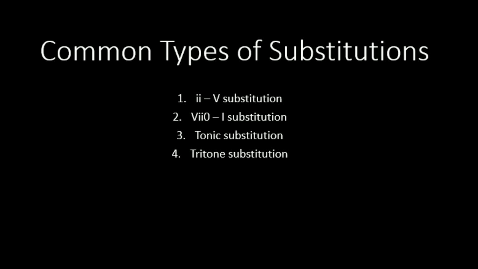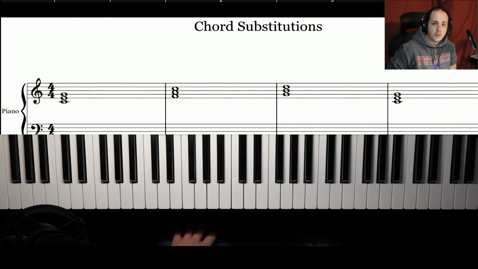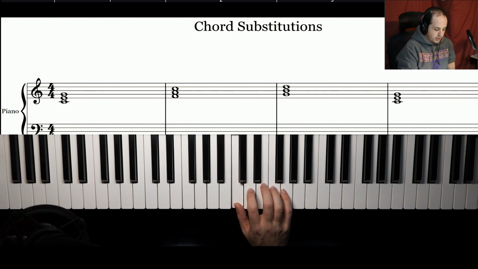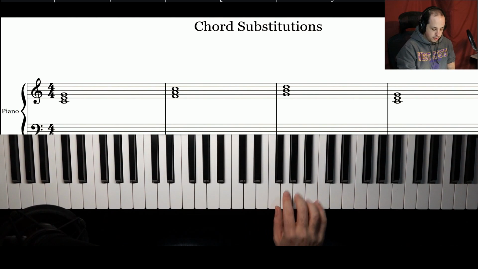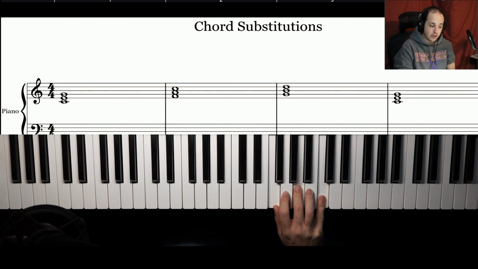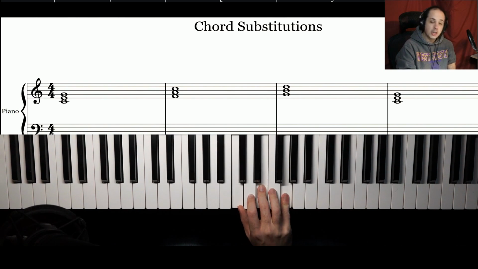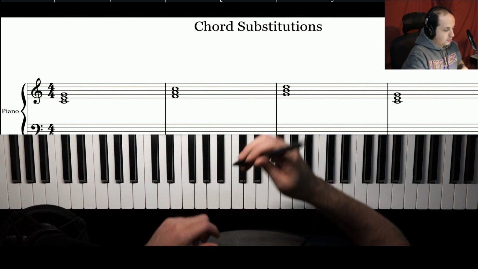Let's take a look at the 2-5 substitution. Okay, so here we have a standard 1-4-5-1 progression. All that means is that our first chord is built on the first note of the scale. The fourth chord is built on the fourth note of the scale. The 5 is built on the fifth note of the scale, and then you go back to the 1 chord in C major. All right, so let me write these out.